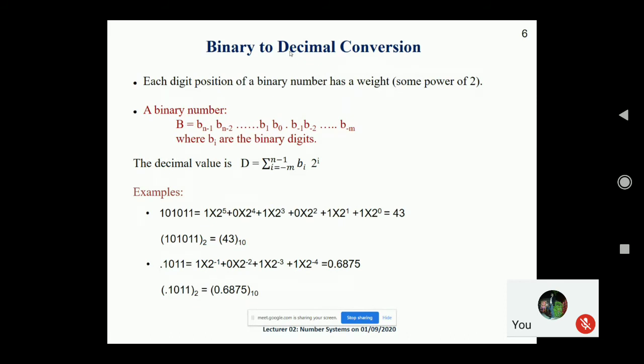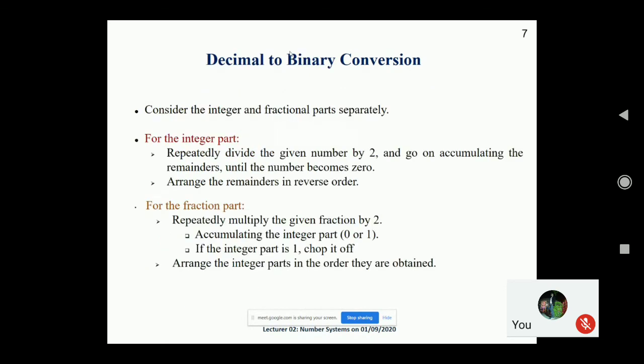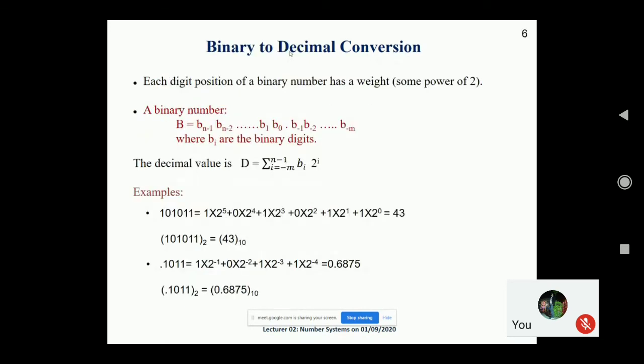And after that what happened? We are scaling from right to left. So how many numbers are there? Binary numbers. How many binary numbers are there? 101011. 6 binary numbers are there.